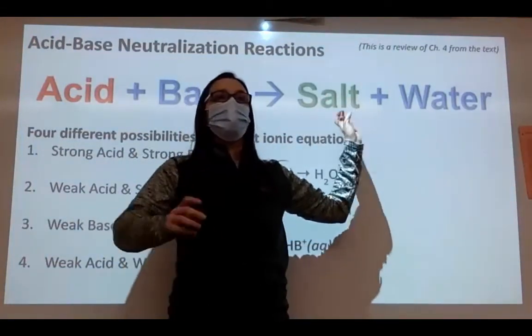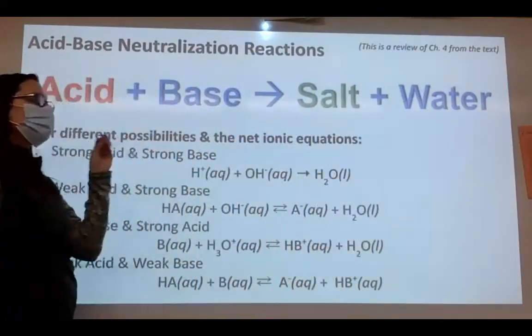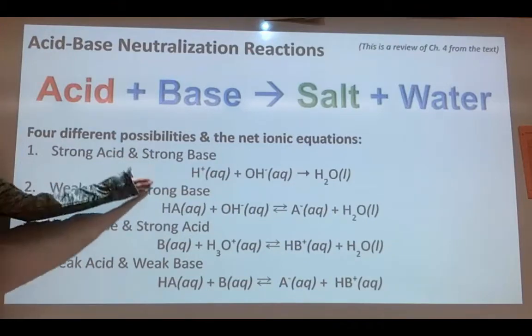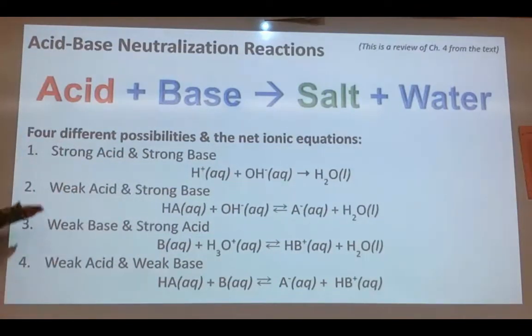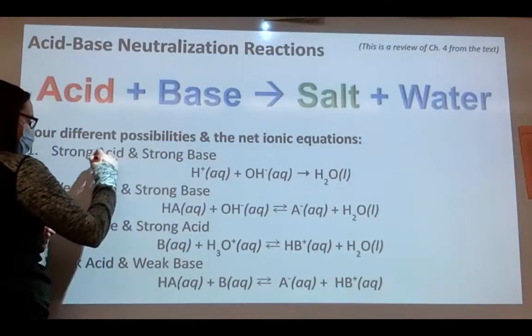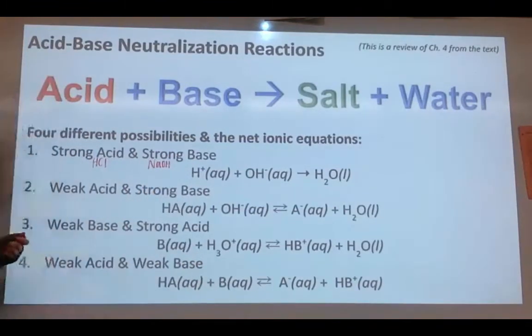Could it be NaCl? Sure. But it could be a lot of other things as well. A salt is a soluble ionic substance. So we have 4 different possibilities with acid-base reactions, and this is showing the net ionic equations that go along with it. This is at the top of page 2. So we can have a strong acid and a strong base. For example, HCl and NaOH.